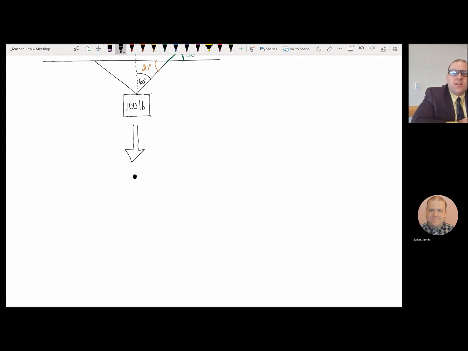So we draw a force diagram. What we do is we just assume that the object in question is a point mass. And then we examine the forces on that point. Essentially, we're doing an analysis on the center of mass.